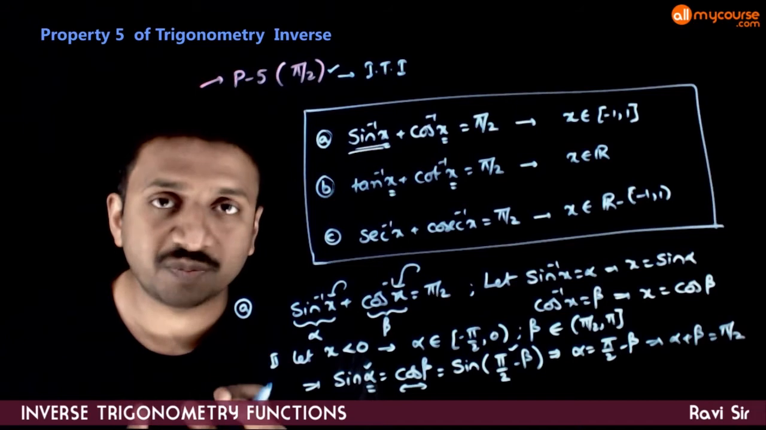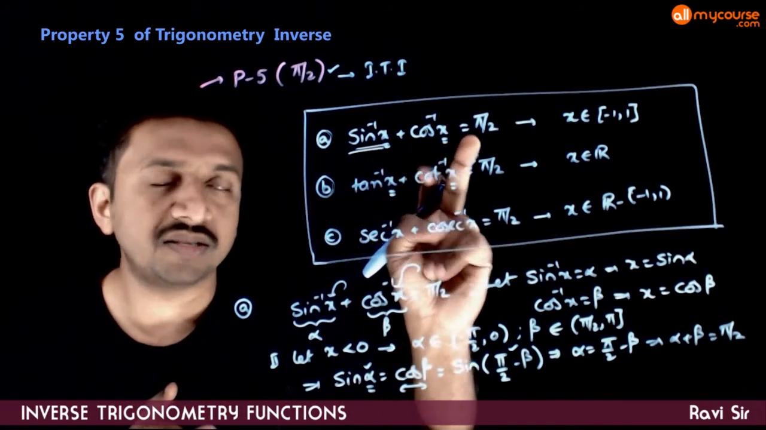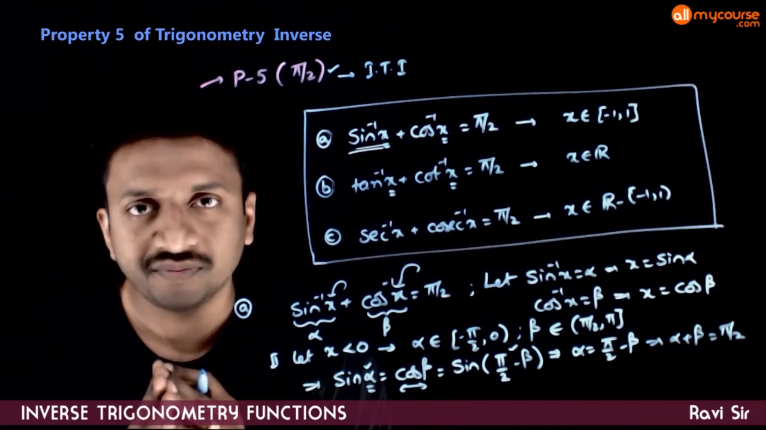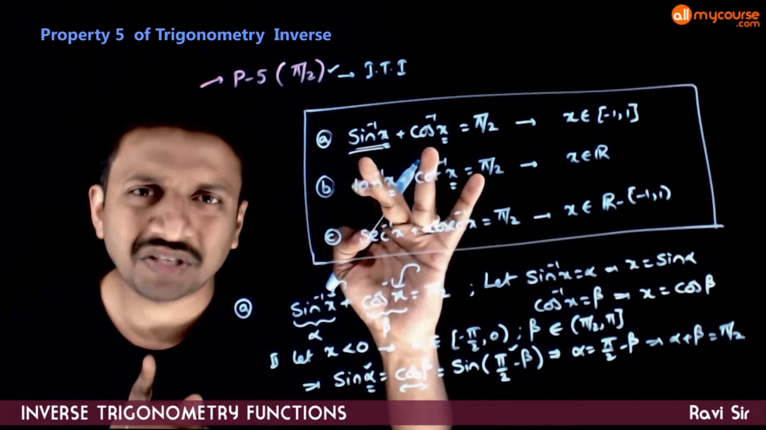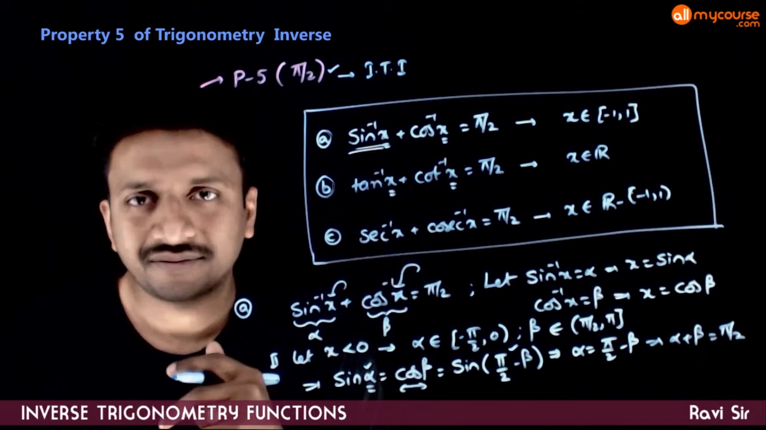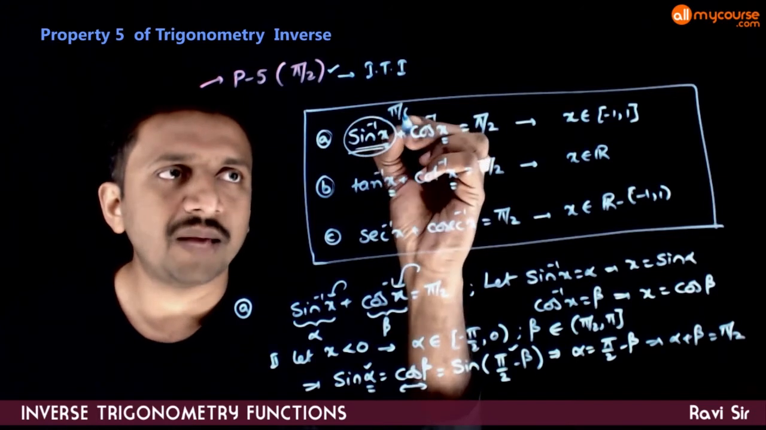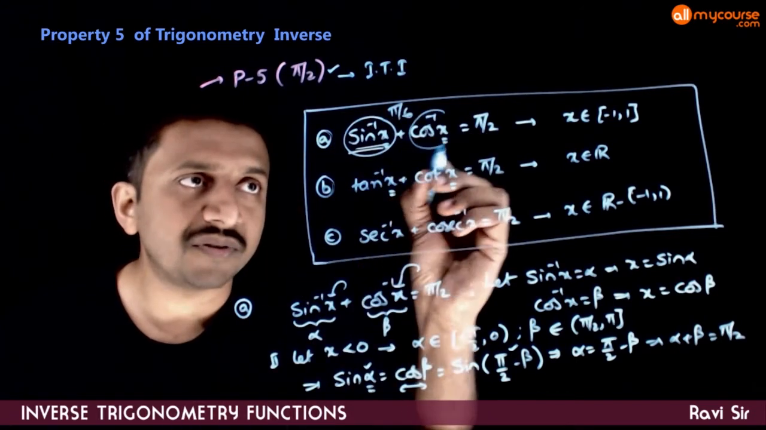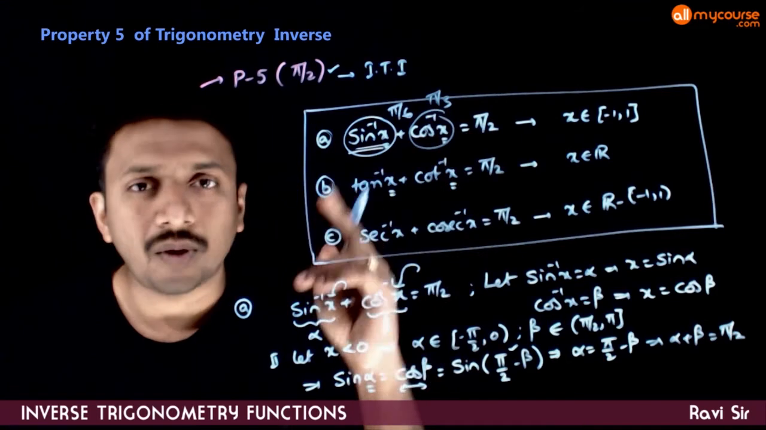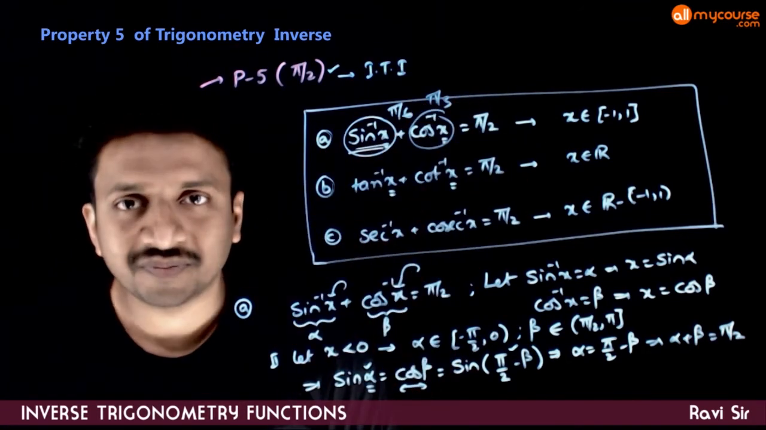So even if x is positive or negative, sine inverse x plus cos inverse x is always equal to pi by 2. And you can observe this from examples also. Let us take x is equal to half. Sine inverse half is pi by 6. Cos inverse of half is pi by 3. One is 30 degrees, the other is 60 degrees. The sum is 90 degrees.